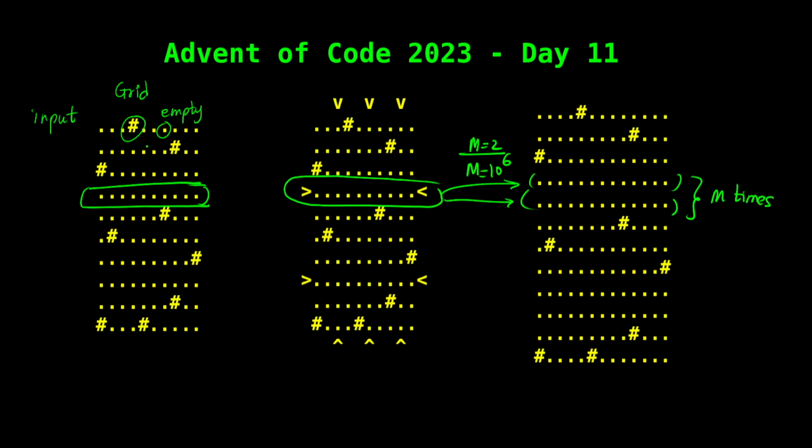This is the question, and you need to do the same thing for any column. So if you observe this column right here, it has all the dots, and this is repeated twice at these two locations. So m times it is repeated.